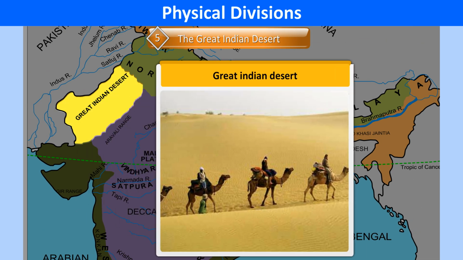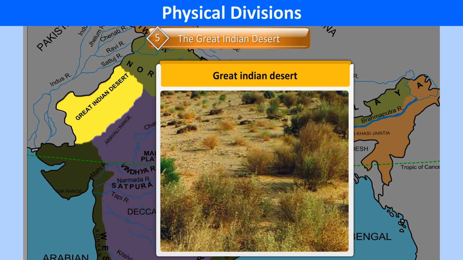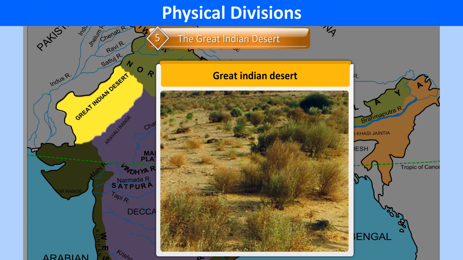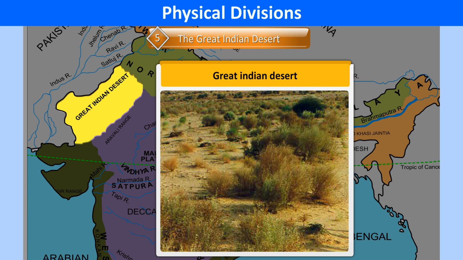The desert region of India lies to the west of the northern plains in western Rajasthan, known as the Thar Desert. It is characterized by a vast sandy surface, few hills, and shifting sand dunes. This desert extends into Pakistan. It is bounded on the east by the Aravalli Range, on the south by the Rann of Kutch, and on the west by the Indus River.